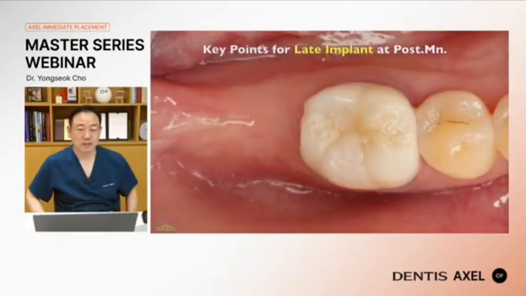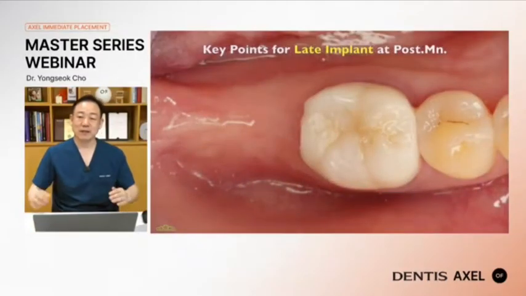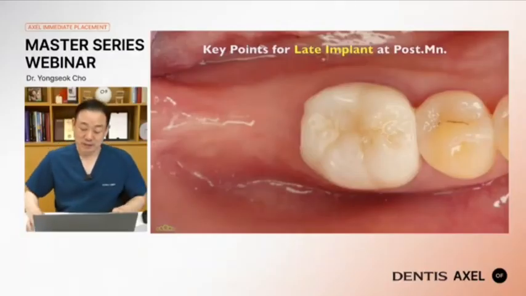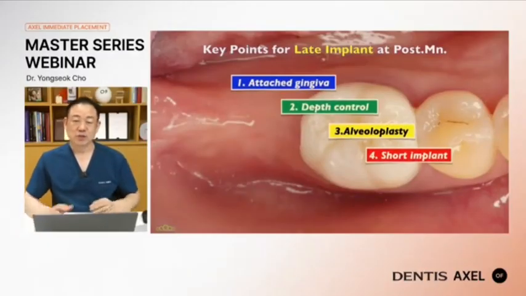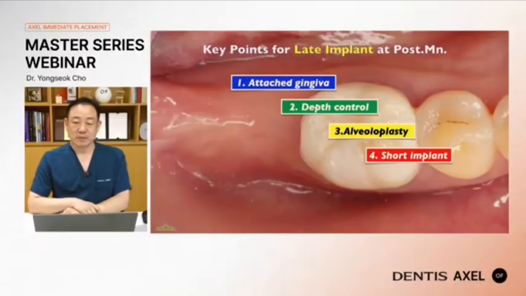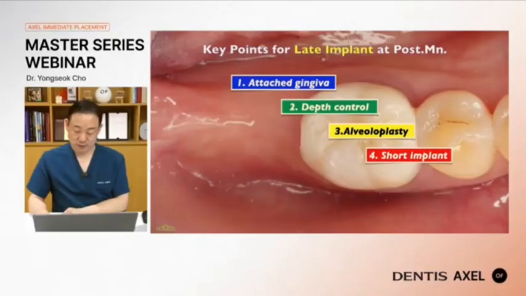Here are keywords for late implant at the posterior mandibular molar site. First, attached gingiva. Second, depth control. Third, alveoloplasty. And last, short implant.